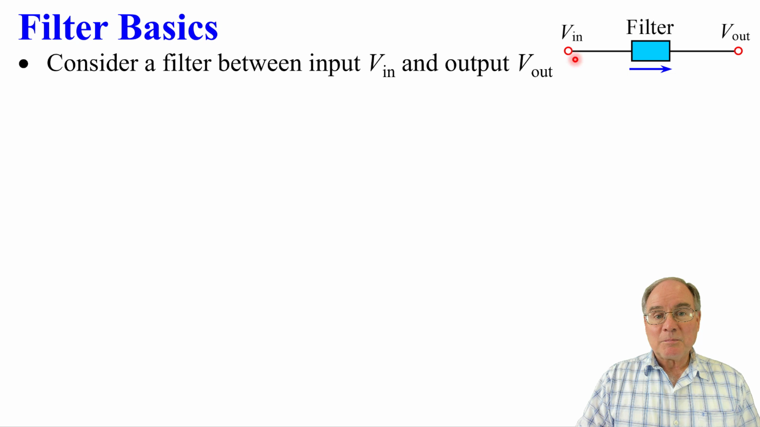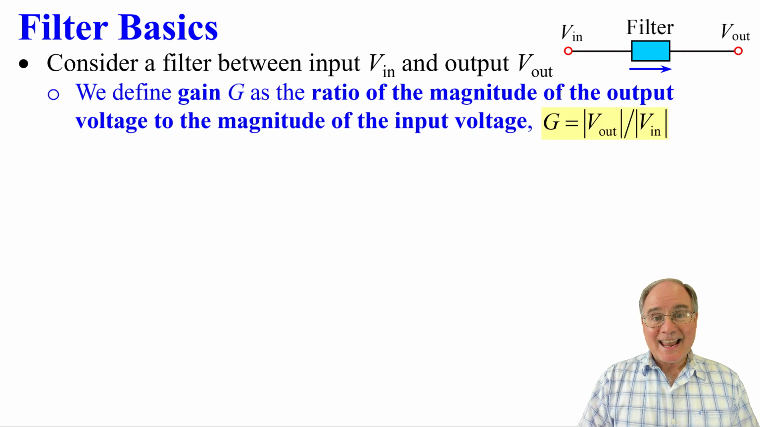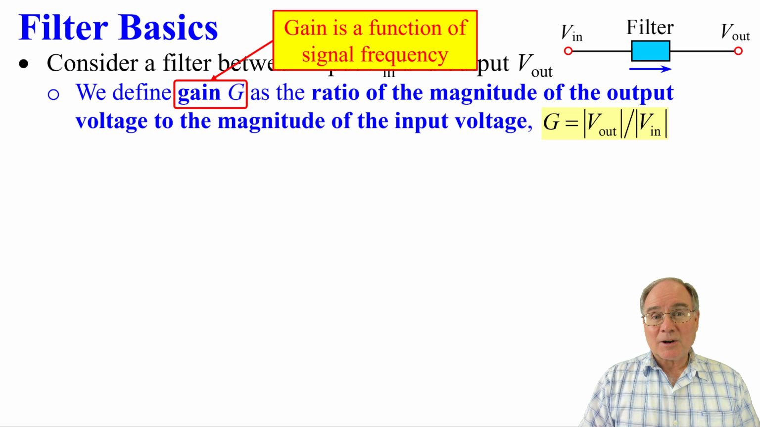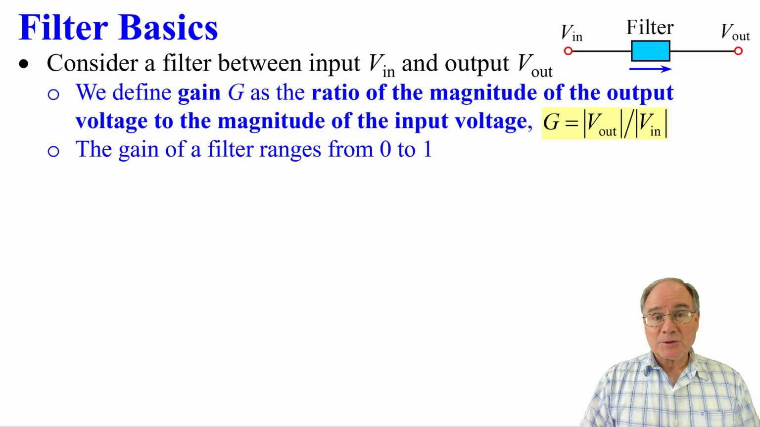Consider a filter between an input signal and an output signal. We define the gain as the ratio of the magnitude of the output to the magnitude of the input, or G equals |V_out| over |V_in|. This magnitude is also the peak voltage. 2 times it would be the peak-to-peak voltage. Gain is not constant across these filters, but is a function of frequency and ranges from 0 to 1.